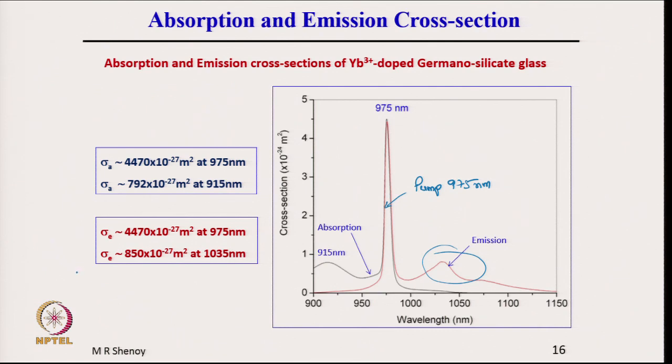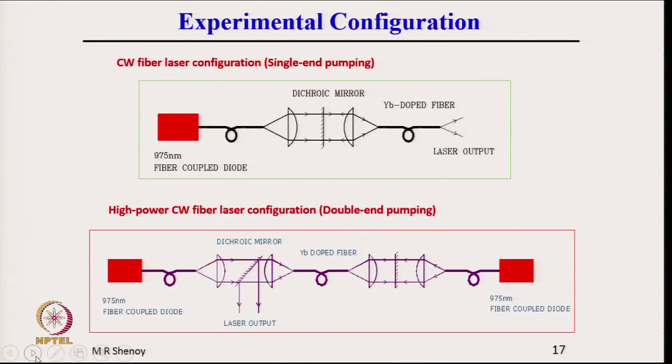There are some numbers which are given here, typically sigma E and sigma A at various wavelengths. We have used sigma E and sigma A, that is the emission cross section and absorption cross section, earlier. The typical numbers are given here. We see that the emission has a cross section about this much, and the peak is around 1035 nanometer. Therefore, the experimental configuration is shown here, a fiber pigtail.